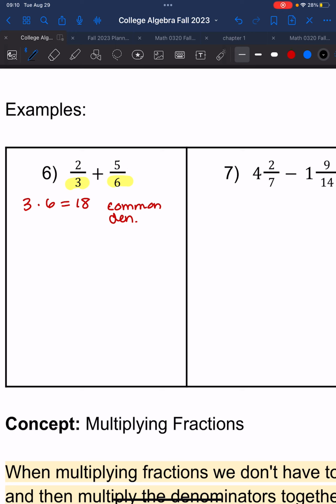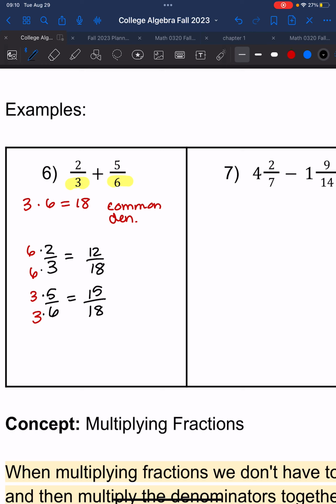So now what we need to do is multiply each fraction by what's going to make that denominator 18. So for 2/3, we would have to multiply the top and the bottom by 6. When we do that, we get 12 over 18. For the other fraction, the 5 over 6, we would have to multiply the top and the bottom by 3. So we're trying to get that common denominator of 18. When we do that, we get 15 over 18.